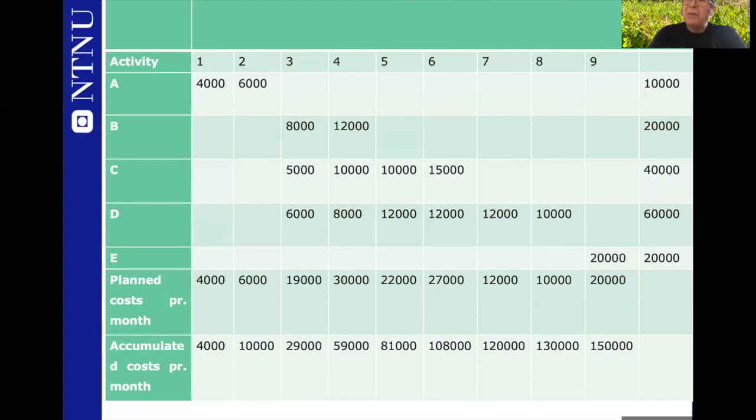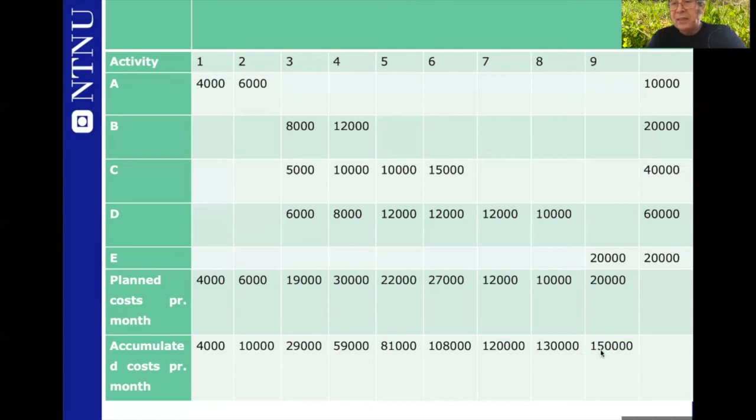Per month, what will be the accumulated total cost? For instance, after 1 month, the total accumulated cost is 4,000. But after 2 months, it will be 10,000 because we have 4,000 from the first month and 6,000 from the second month. After 3, then we add the cost of the third month. After 4, then we add the cost of the fourth month, and so on. So we get these numbers.